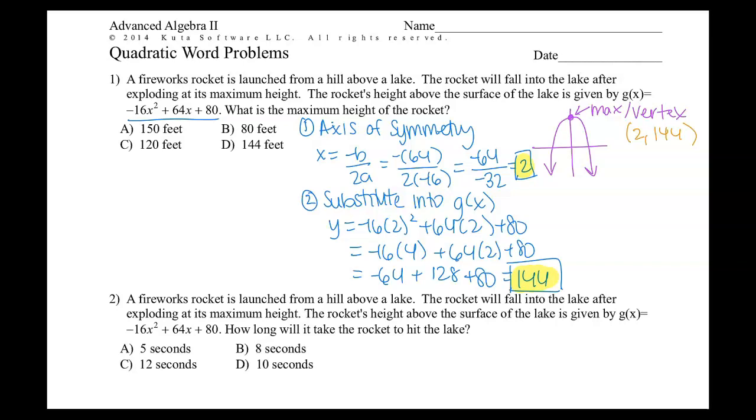So if you're looking at the equation itself, let me read it again. It says the rocket's height above is represented by this equation. So when you're looking at that rocket's height, that's talking about the g of x. That's talking about the y value. So the height that I'm trying to get to is this y value. Think about it. What does the x represent? Read the problem. What does the x represent?